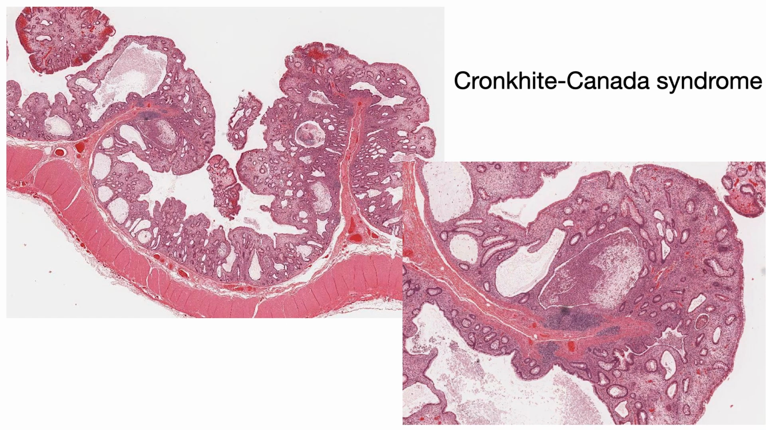And this is Cronkite-Canada syndrome. So remember, Cronkite-Canada syndrome was one that, at the time, from what I could read, has no mutation associated with it, and it has skin pigmentation, but it has hamartomatous polyps. So if you look at these polyps, you can see glands, you can see stroma, everything like that, but it's a disorganized collection. And so that's what you see with a hamartoma.